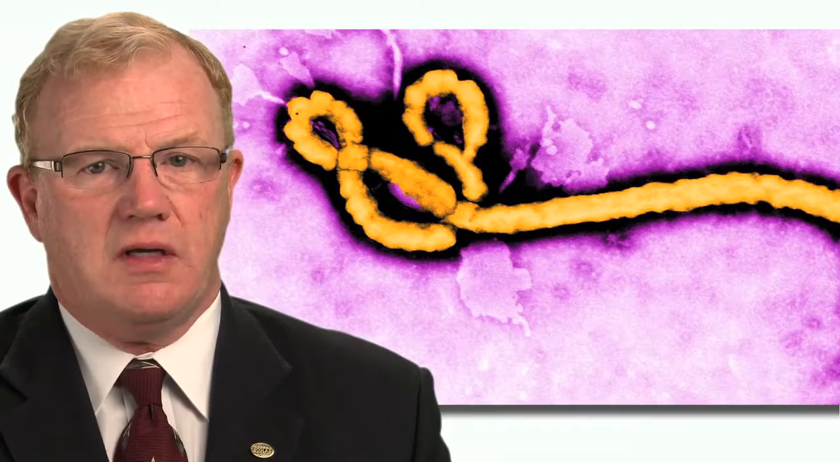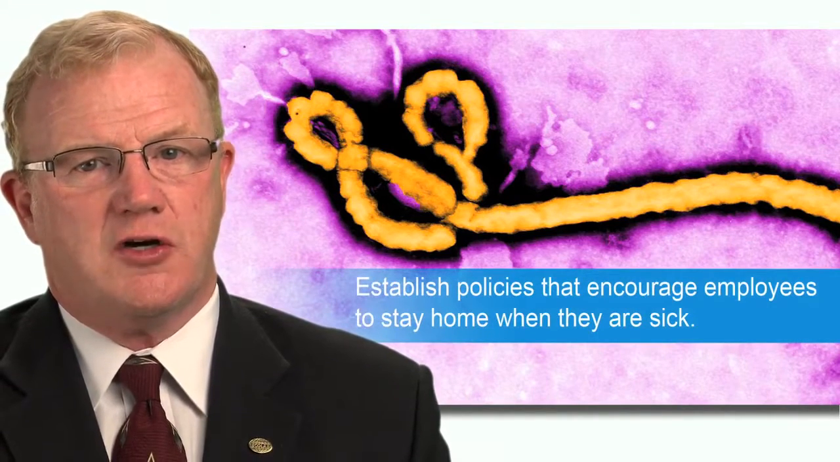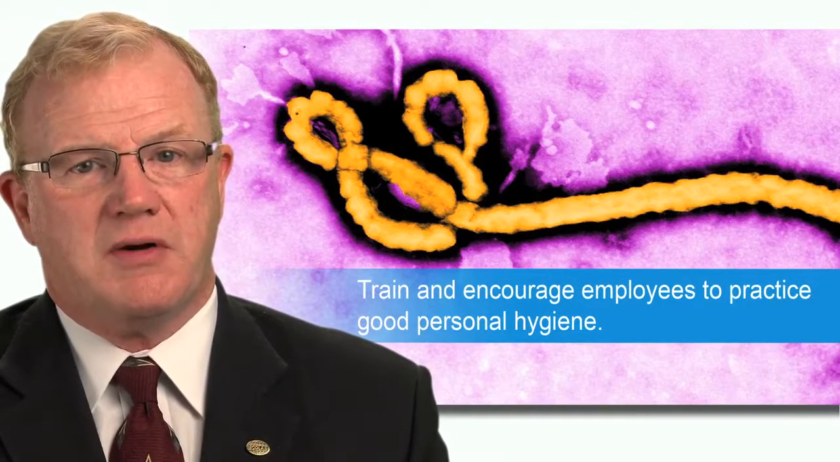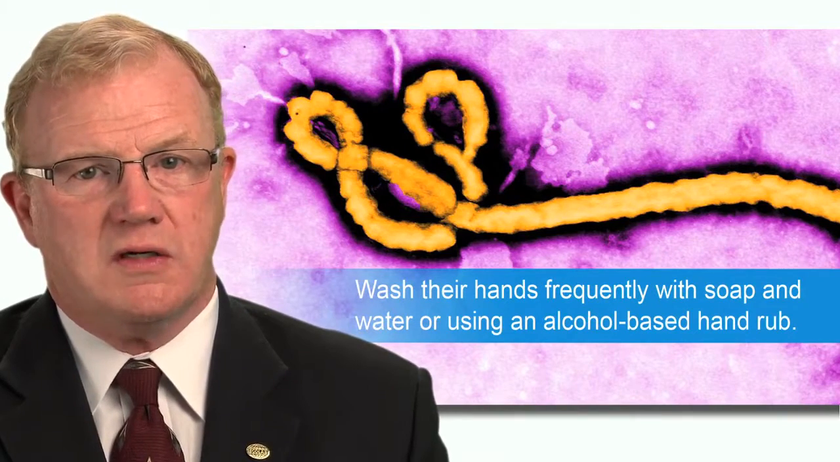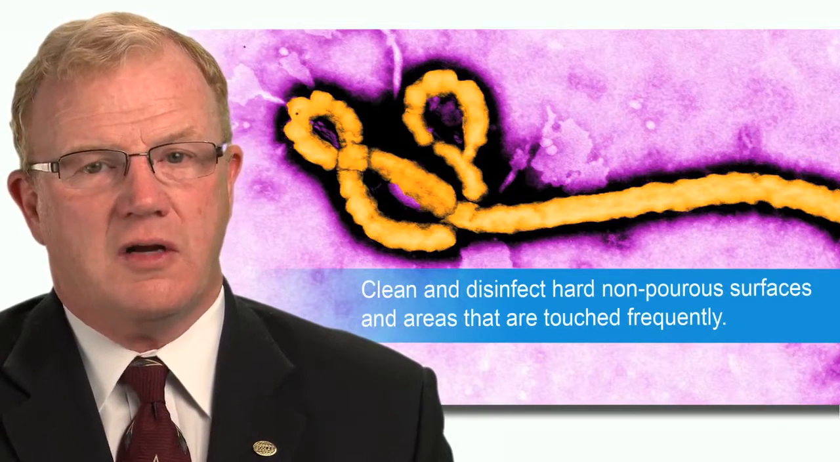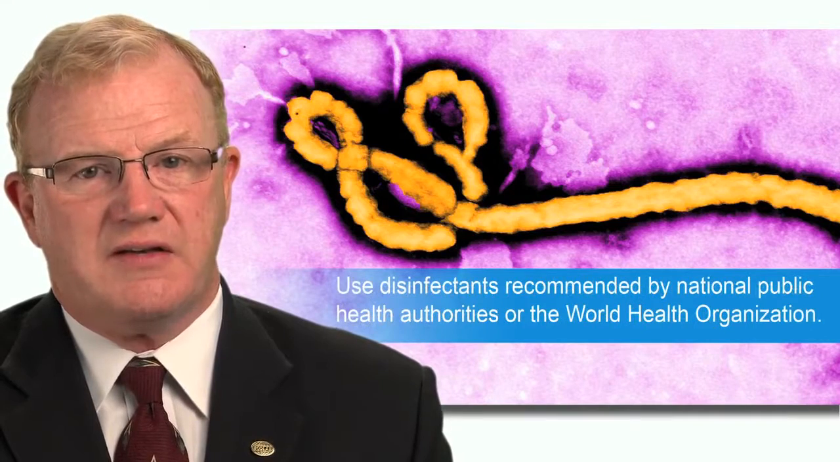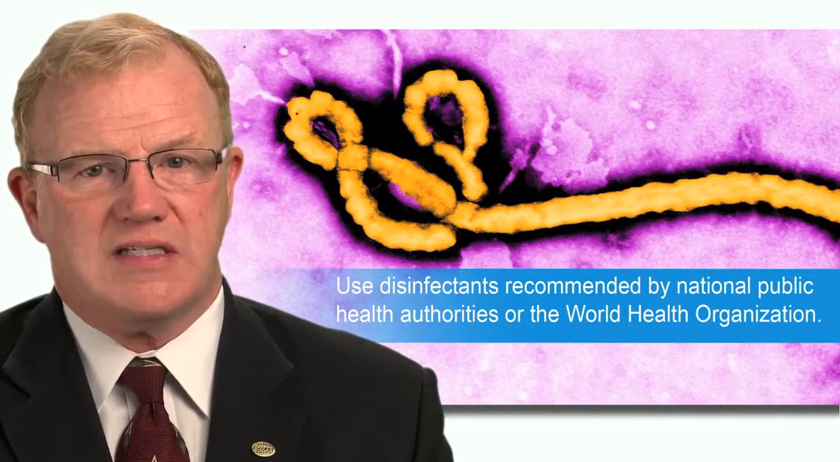But there are things you can do to lower the risk of infection in general, including more likely threats such as seasonal influenza. These include: establish policies that encourage employees to stay home when they're sick. Train and encourage employees to practice good personal hygiene, including washing their hands frequently with soap and water or using an alcohol-based hand rub. Clean and disinfect hard, non-porous surfaces and areas that are touched frequently. Use disinfectants recommended by national public health authorities or the World Health Organization.